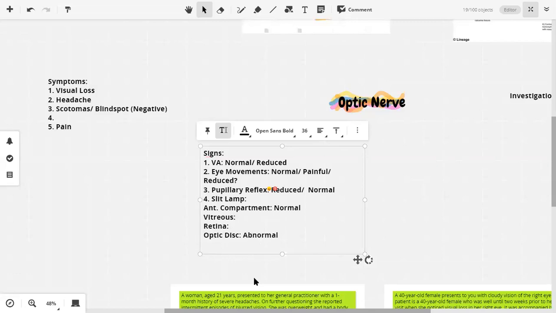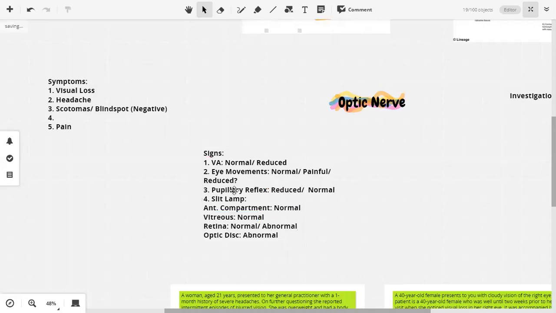Vitreous should be normal. Yes, the vitreous should be normal, unless there's another pathology. And what about the retina? It can be abnormal. So, these are some of the things. When you perform a slit lamp examination, when you see the anterior compartment is normal and the vitreous is normal, you can localize your disease anatomically to either the retina or the optic disc.